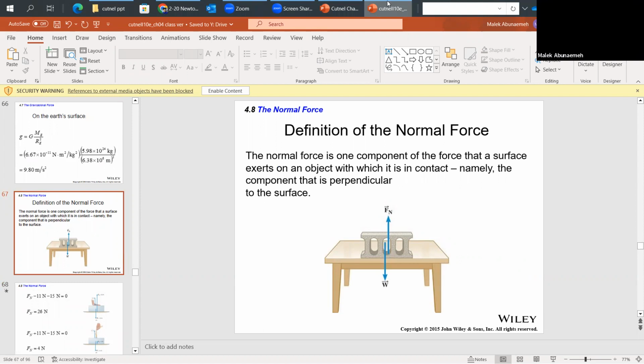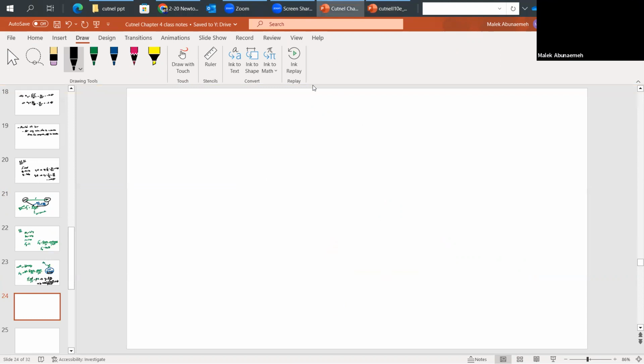Now, we already defined the normal force, which is one component of the force that a surface exerts on an object with which it is in contact. Mainly, the component is perpendicular to the surface, like we saw earlier. So, for instance, if we had an object that we are pushing on at 11 newtons, and this object has a weight of 15 newtons, that means it has a normal force on it of 15 newtons.